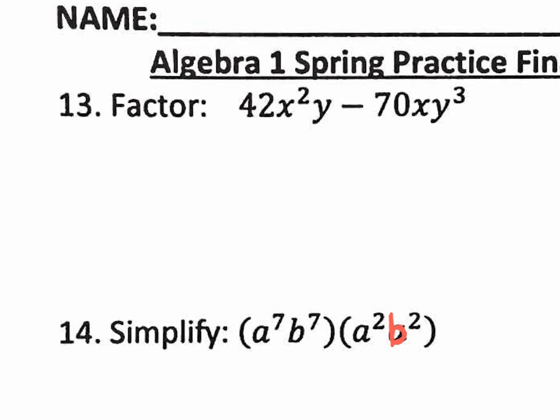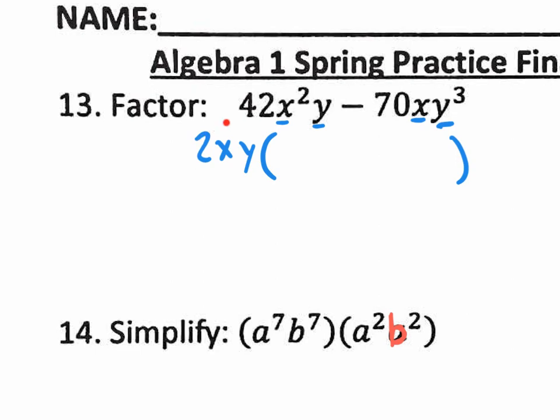It says factor. And the very first type of factoring that we learned was to pull out the GCF. So we need to look at 42 and 70 and see what we could pull out. Okay, so I'm going to pretend that I'm a student and I don't really know 42 and 70, but I do know that they're both even numbers. So I could pull out what? I could pull out a 2, right? And I could also pull out, there's x's and y's in both, so 2xy.